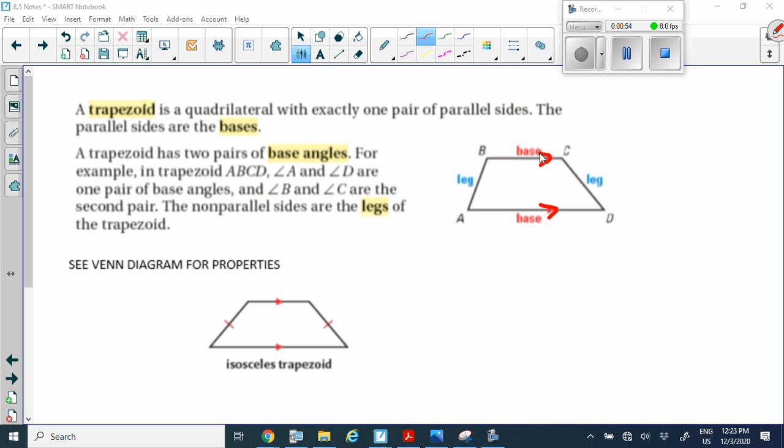The trapezoid has two pairs of base angles. For example, in this trapezoid, A and D would be our base angles, and B and C are the second pair. The non-parallel sides are the legs of the trapezoid, okay?